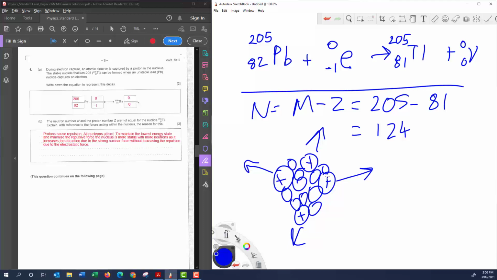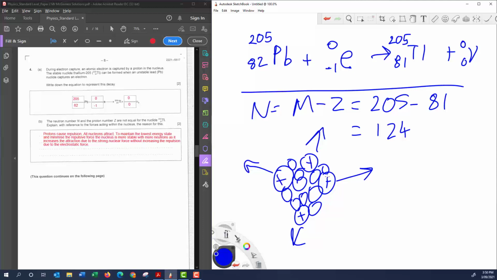If you added more protons, there would be more positive charges repelling each other, and that would make the electrostatic repulsion stronger, and that's not going to make the nucleus more stable, whereas adding more neutrons does make the nucleus more stable because it increases that strong force.